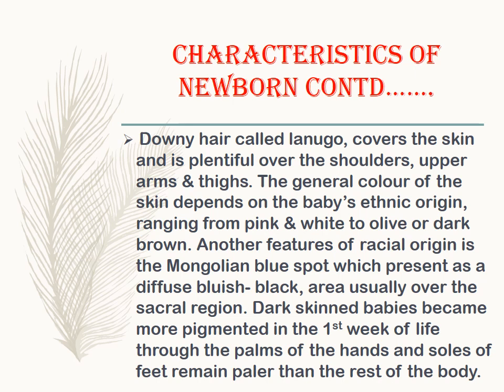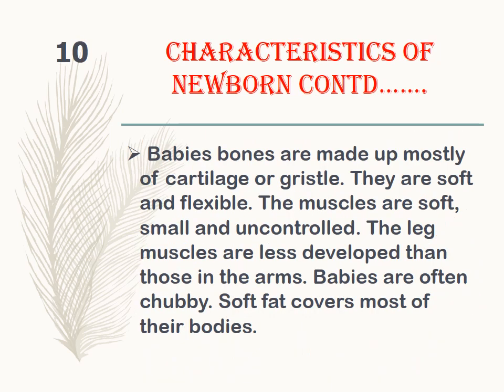The general color of the skin depends on the baby's ethnic origins, ranging from pink and white to olive or dark brown. Another feature of racial origin is the Mongolian blue spot, which is present as a diffuse bluish-black area usually covering the sacral region. Dark-skinned babies become more pigmented in the first week of life, though the palms of the hands and the soles of the feet remain paler than the rest of the body.